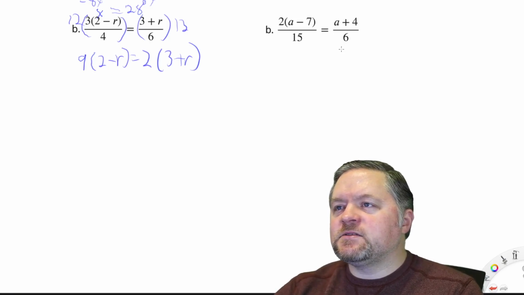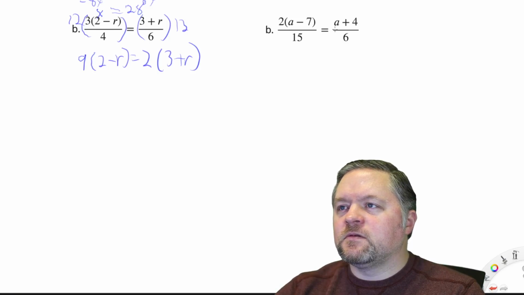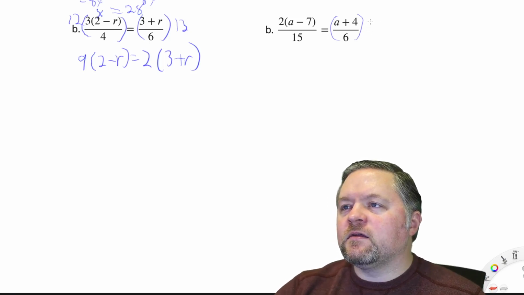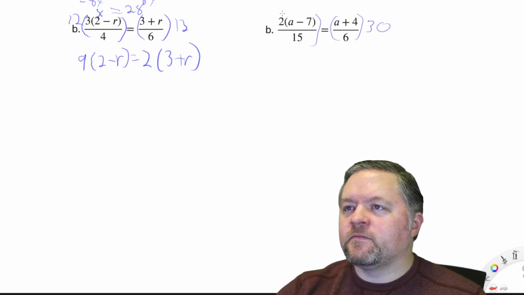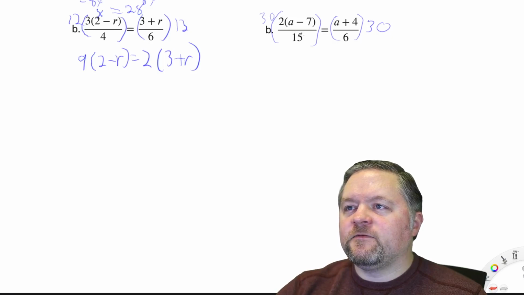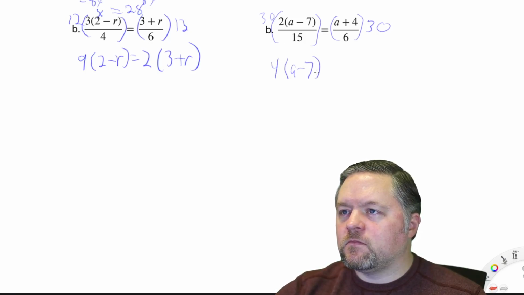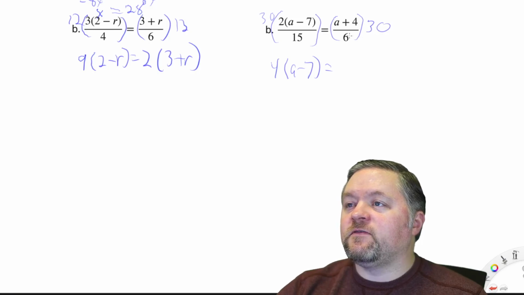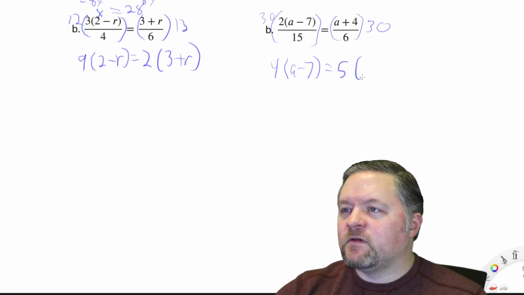Which means, what's going to happen here if we multiply that by 30, multiply that by 30. 30 divided by 15 is 2, times 2 is 4, equals 6 divided by, 30 divided by 6 is 5. Times a plus 4. Beautiful.